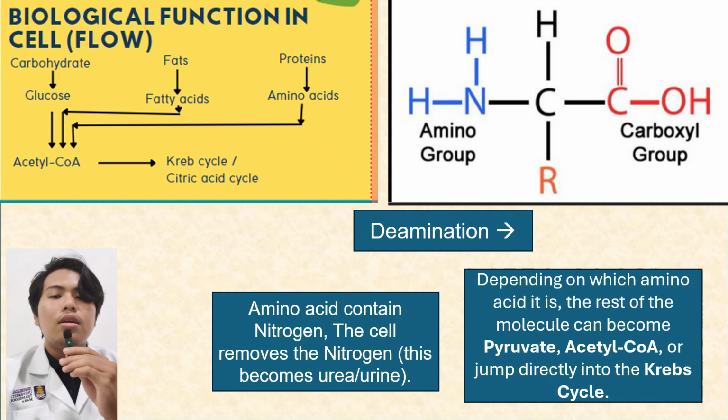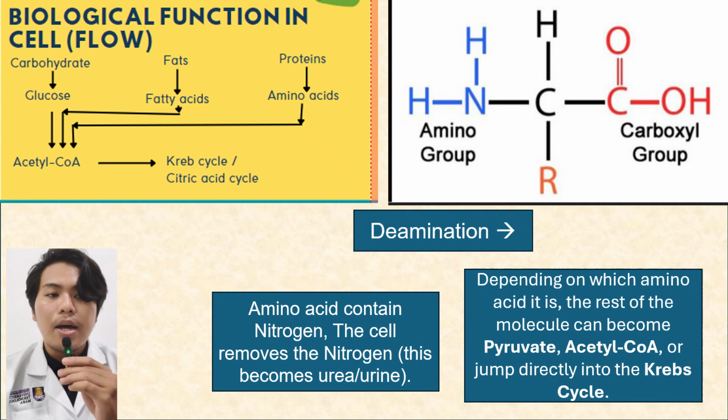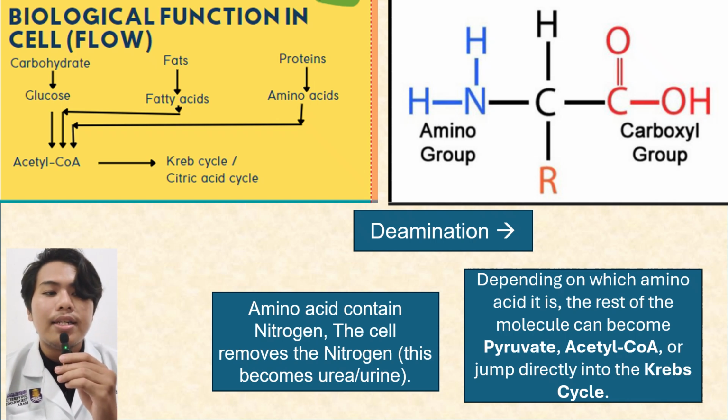Now we go to the third flow, the protein. The protein undergoes deamination, or breaks down, into amino acids. Amino acids contain nitrogen. The cell removes this nitrogen as waste that we call urea, or urine. Depending on which amino acid it is, the rest of the molecule now becomes pyruvate, acetyl-CoA, or it can jump directly into the Krebs cycle.